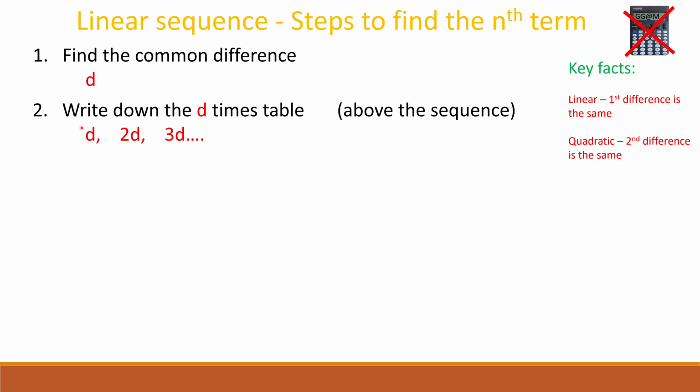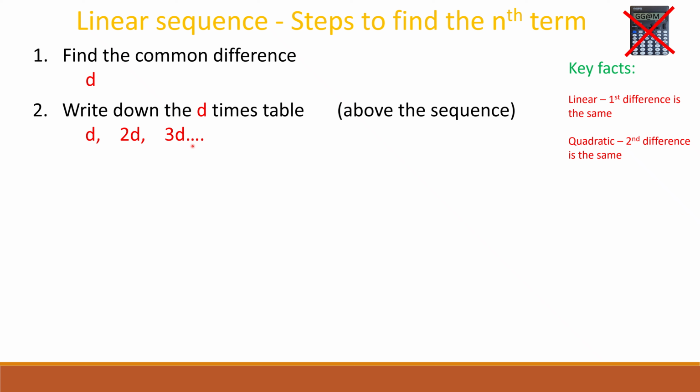Next, we've got to work out the D times table. So if it was the 4 times table, we would write down the 4 times table: 4, 8, 12, for example. I've just generalised here in terms of D. You don't have to do that. You will just be working with numbers. And if you write it above the sequence, then it makes it easier to see the difference between them on our next step.